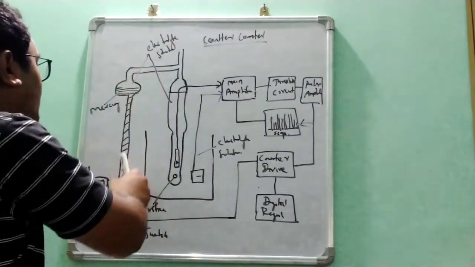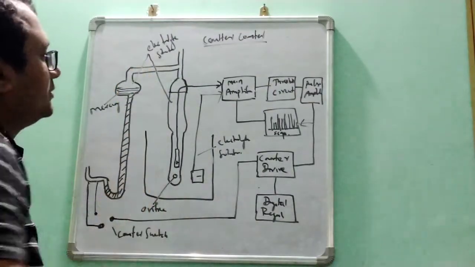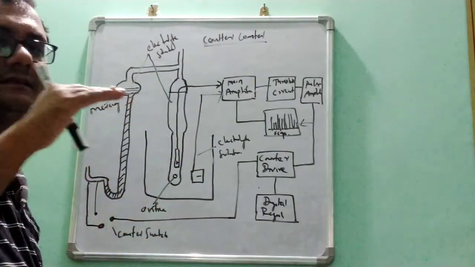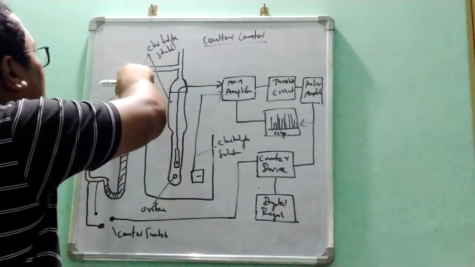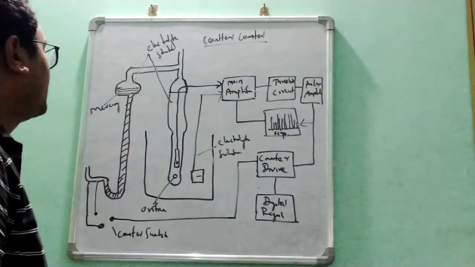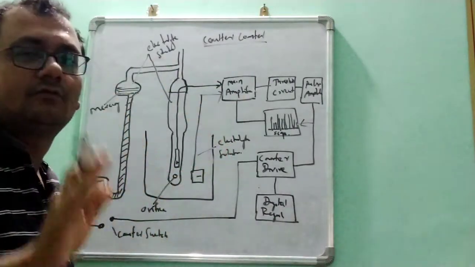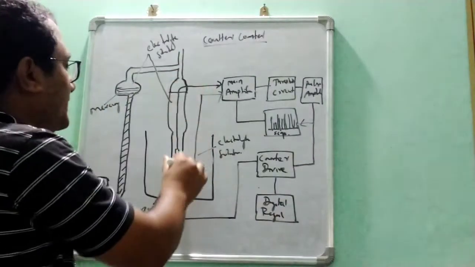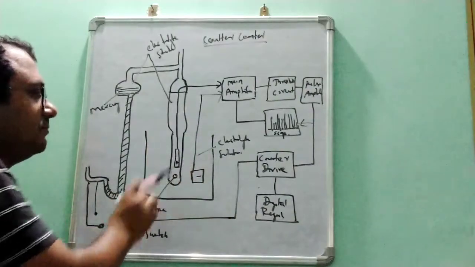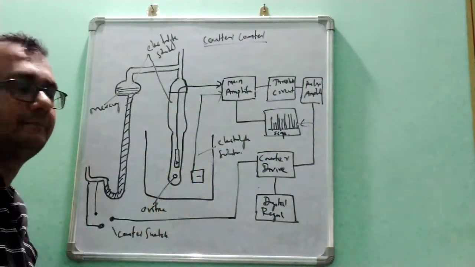Here also we can see a side tube, which is mentioned as mercury present, which will maintain the pressure, and here also there will be electrolyte solution. All these things will be connected to electrodes. The positive charge electrode is placed inside the tube and the negative charge electrode is kept inside the beaker.